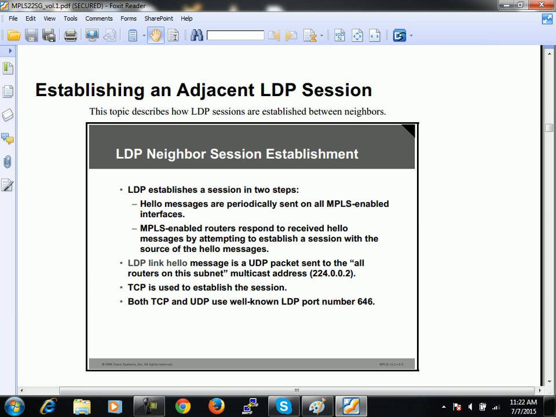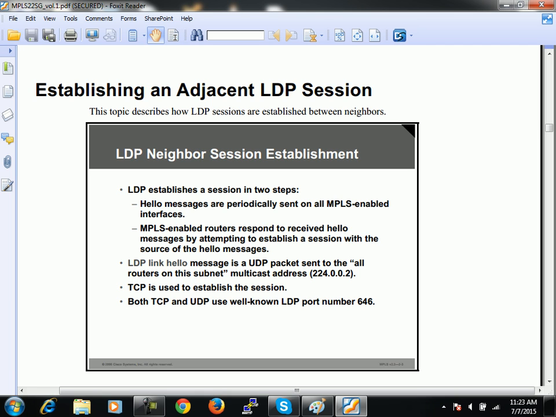How LDP works. The very first thing is that LDP uses TCP port number 646. It's the same as BGP, like BGP was also using TCP port number 179. Here it is exactly 646. TDP was using TCP port number 711. Now LDP uses UDP as well as TCP, both of them, and the port number remains the same whether it is using UDP or TCP.